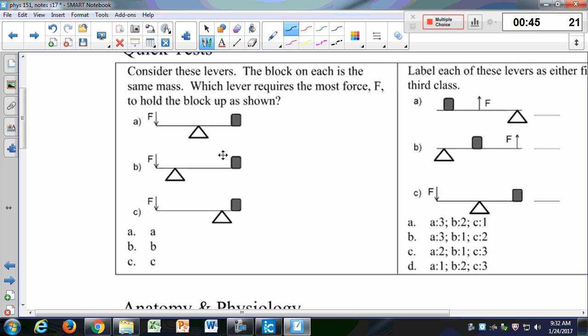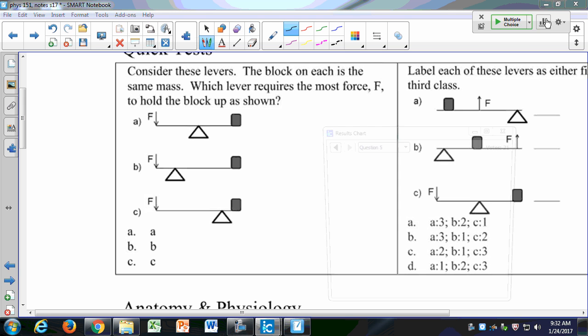It's a class 1 lever, right? When the fulcrum's in the middle, that's a class 1. Like a seesaw. A seesaw is a class 1 lever. All right. I'm going to stop here at 1 minute. Go on to the one on the right if you haven't already. But let's look at the answer here.